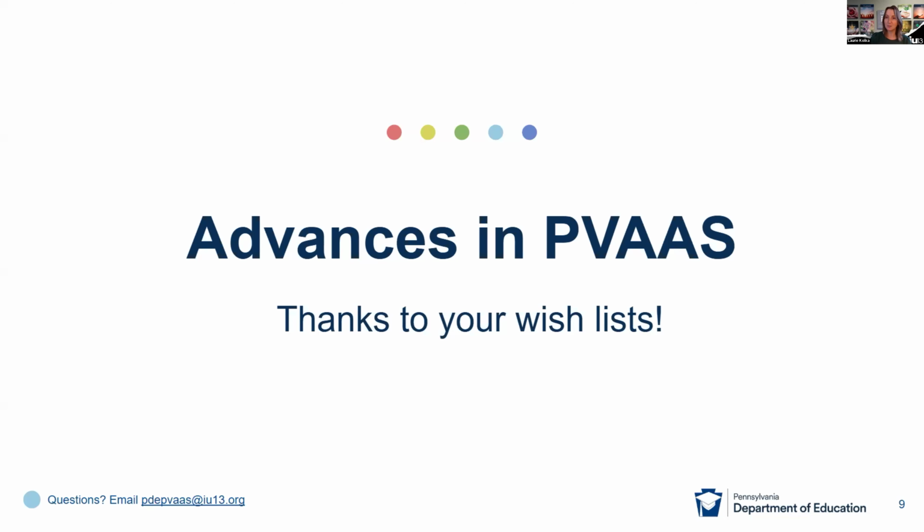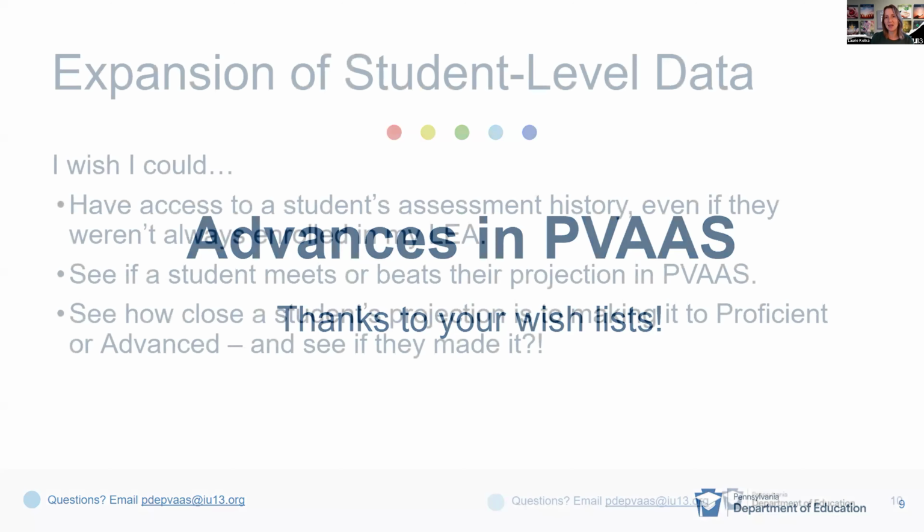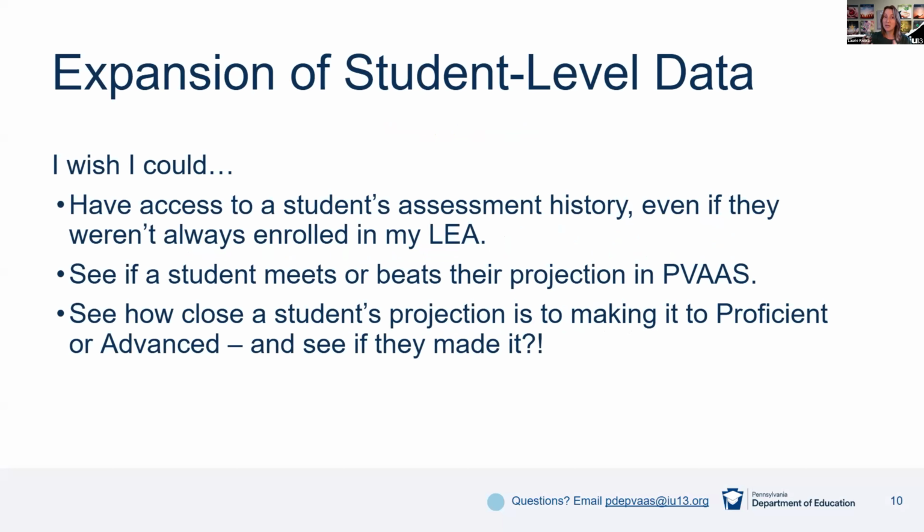And we have had advancements based on those wish lists. So some things that have changed in the last couple of years based on the wishes was an expansion of student level data. So the wishes that came to us were like, I wish I could have access to a student's assessment history, even if they weren't always my student. Like, even if they weren't always with my LEA, I still want to see their history easily. I wish I could see if a student meets or beats their projection. I know PVOS makes a prediction for these students, but did the student meet it? Did the student beat it? I want to be able to see that easily. And then we heard, I want to see how close a student's projection is to making it to proficient.